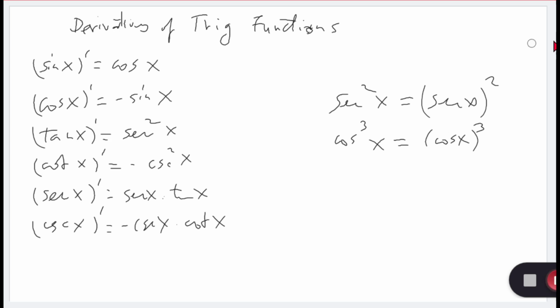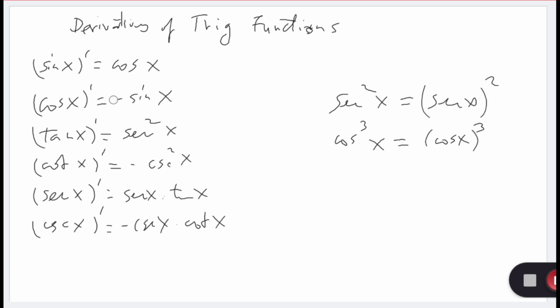In this video, we are learning new differentiation formulas. Specifically, we want to see derivative of trig functions. There are 6 trig functions: sine, cosine, tangent, cotangent, secant, and cosecant. So we have their derivative respectively here.